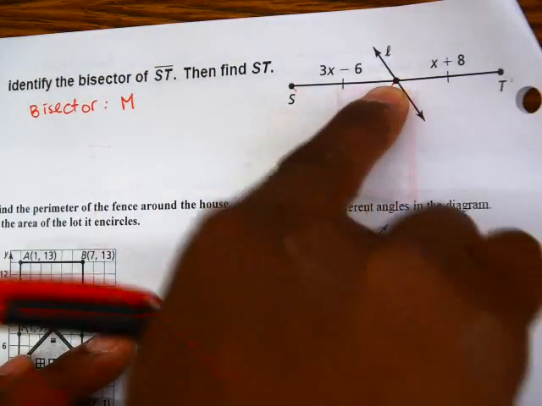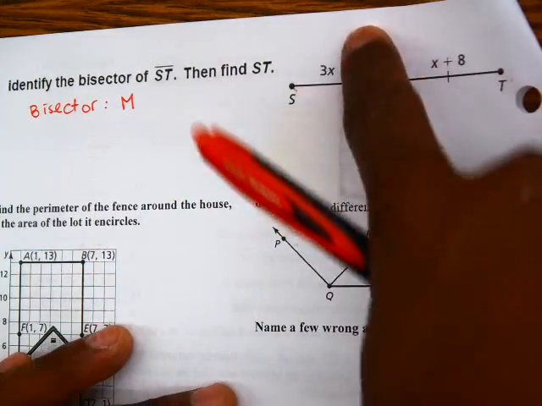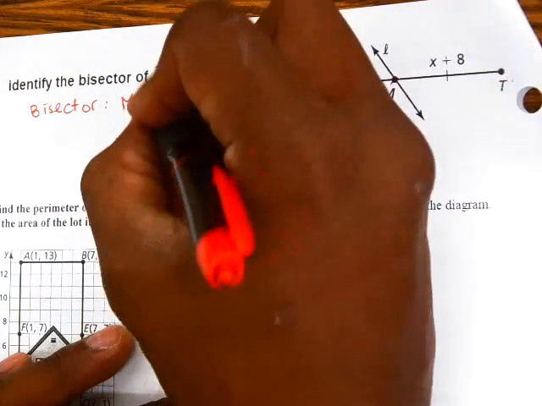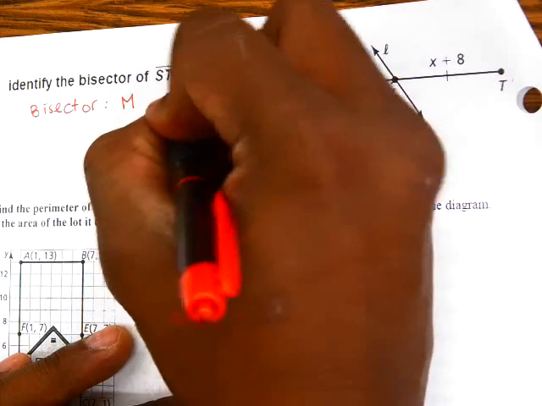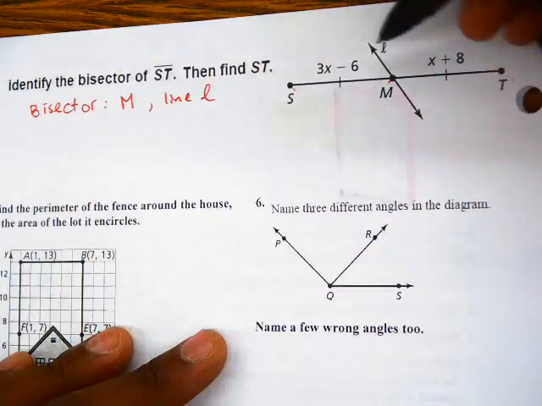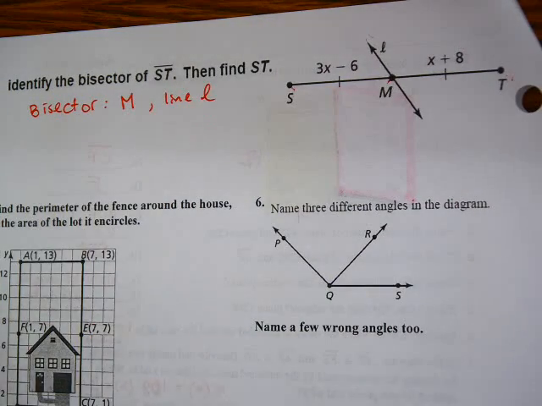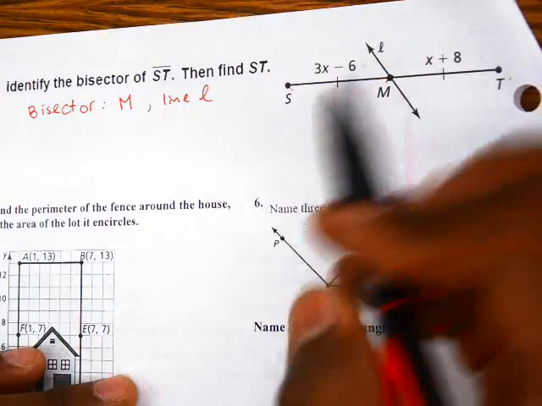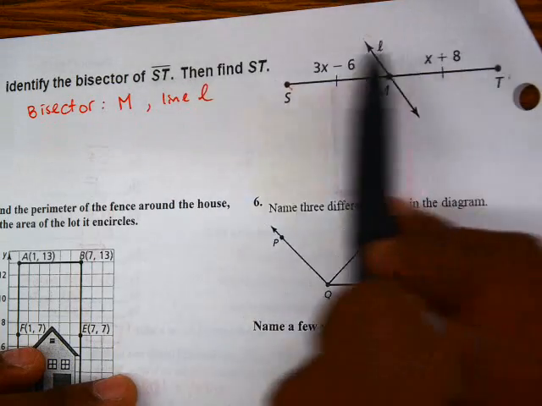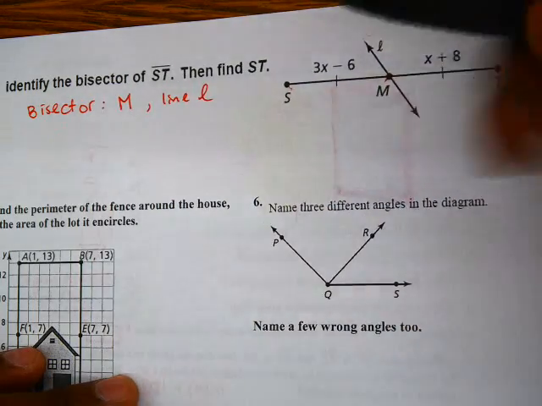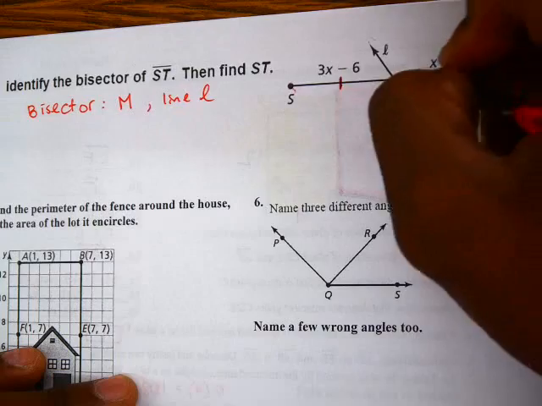So M could be the bisector, or this line L could also be the bisector. You can see it's going through and cutting that segment right in half. Okay, so that's what a bisector is: cut something in half or in 2 equal parts. Find ST, meaning find the distance from S to T. I need to find this whole distance. These markings mean that these 2 segments are equal.